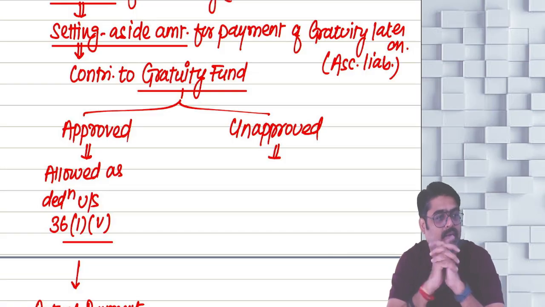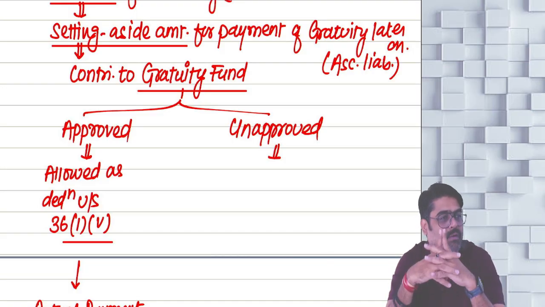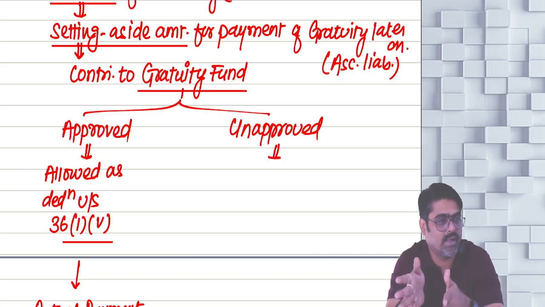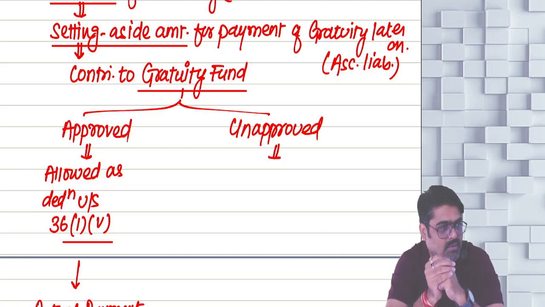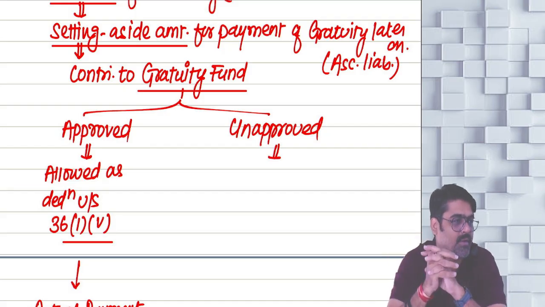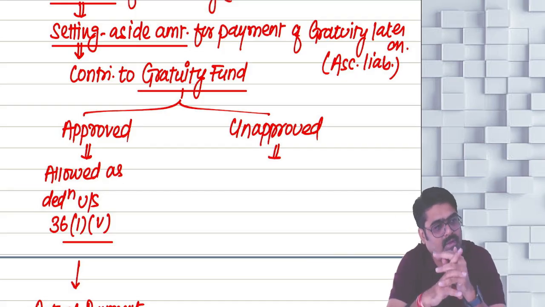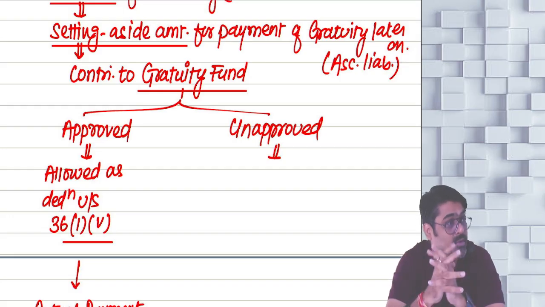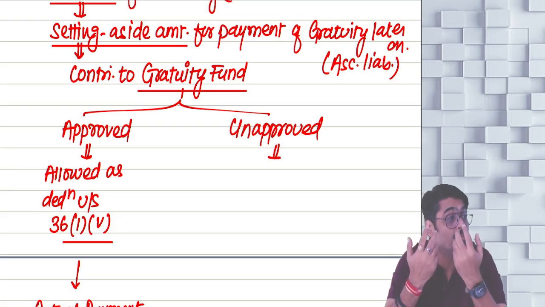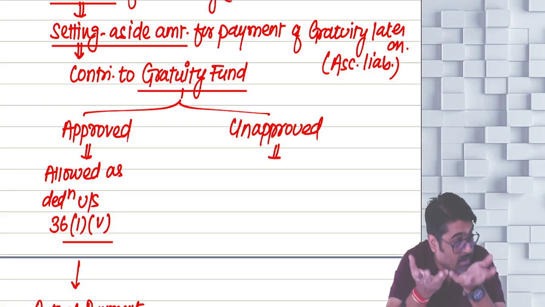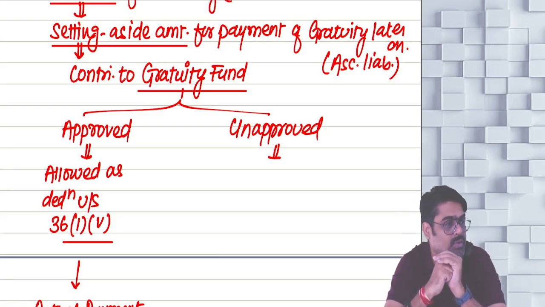Now just imagine if we allow this contribution also right now. What will happen? You will take the deduction of the contribution right now, and later on you will not pay the gratuity to the employee from this fund, because there was no requirement to pay the gratuity. And even if you don't pay that gratuity to the employees out of this fund, nobody can do anything to you at that time, because there is no law which makes an obligation or liability on you to pay the gratuity in the future.